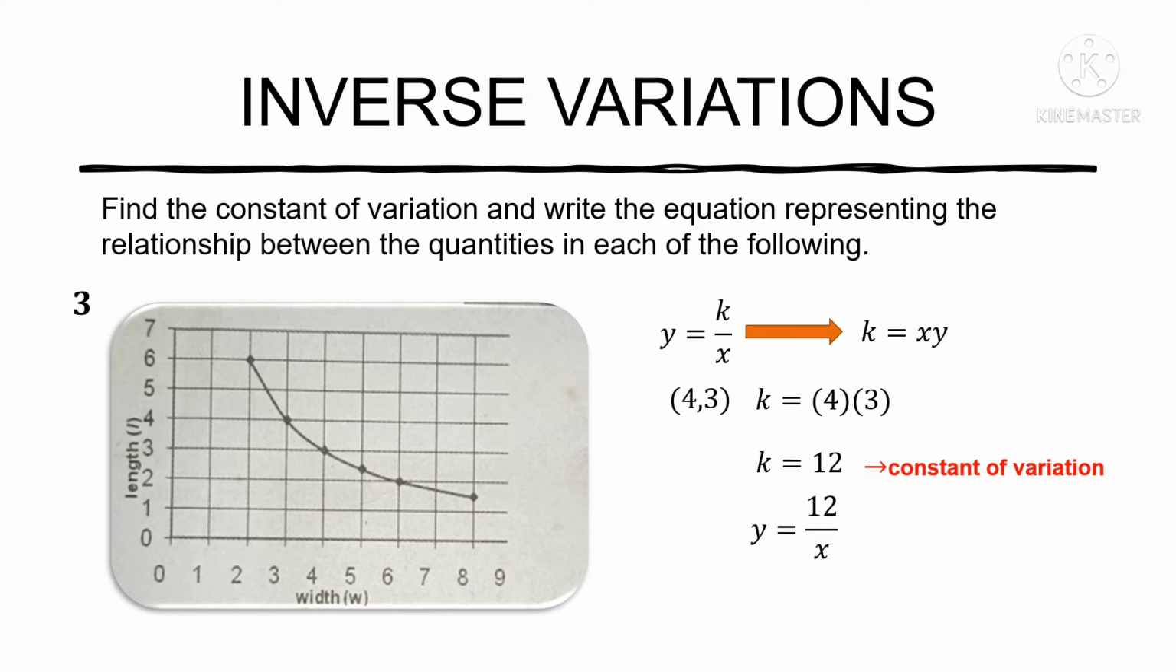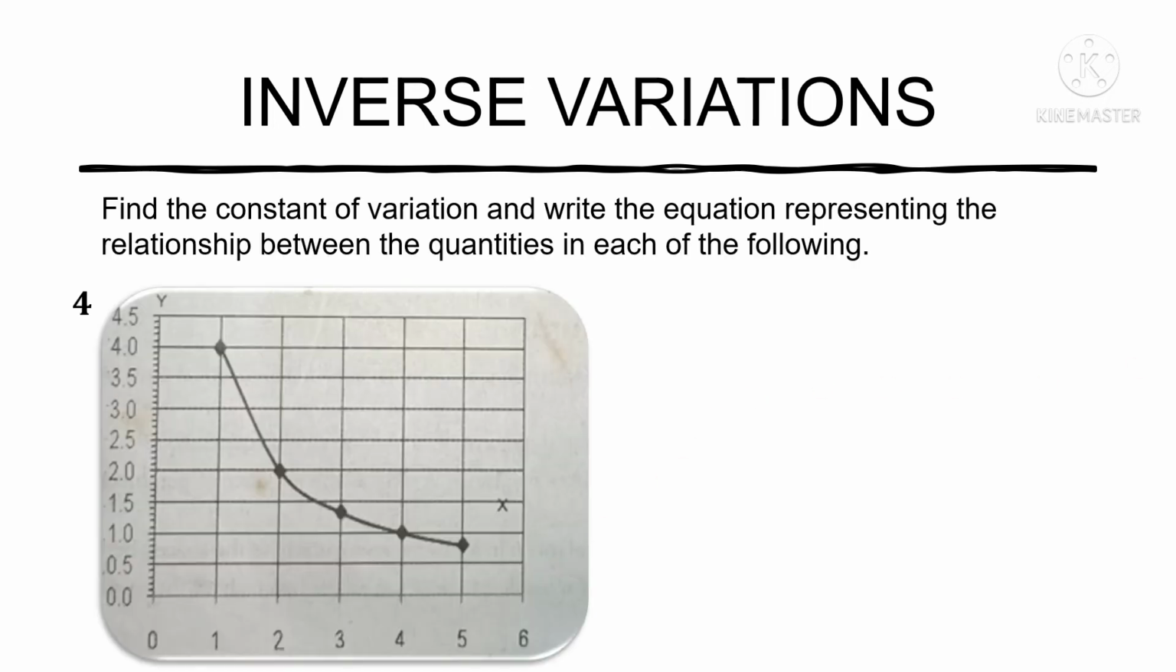So, you have y equals 12 divided by x. So, yan naman ang ating equation. So, yun na ang sagot. Kasi ang pinapahanap lang sa atin ay constant of variation, 12 yon, at yung equation naman ay y equals 12 over x. Okay?